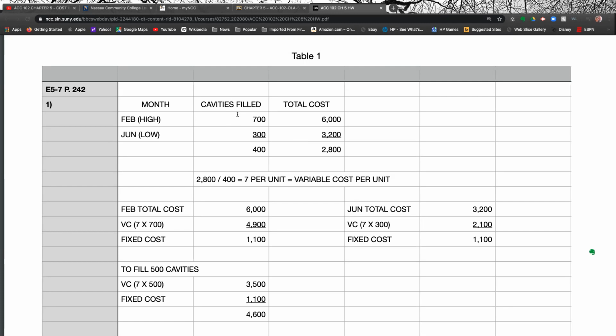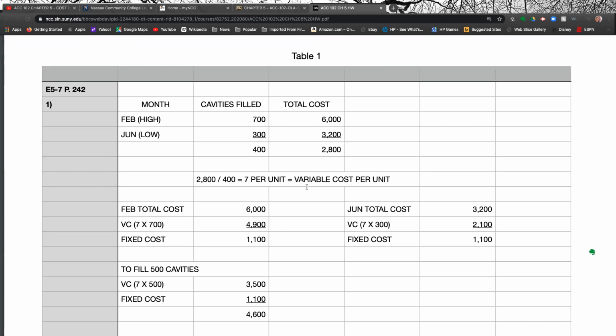So if I take the difference between the high and the low, 700 minus 300 is 400. 6,000 minus 3,200 is 2,800. If I take 2,800 and divide it by 400, I get $7 a unit. The variable cost is $7 per unit. Now, the example in the textbook, the Starbooks example, it came out to 25 cents a unit, if you remember. So maybe you want to go back and review those pages, and then look at this.